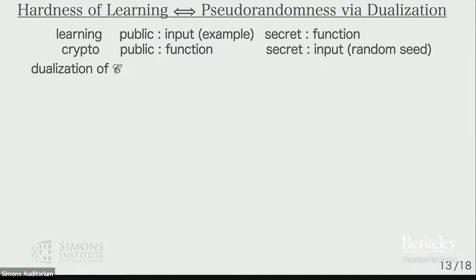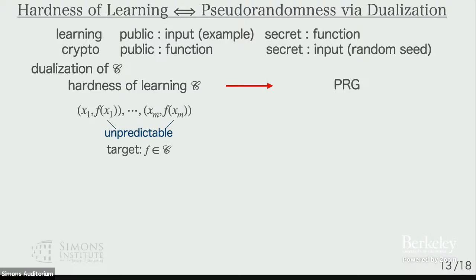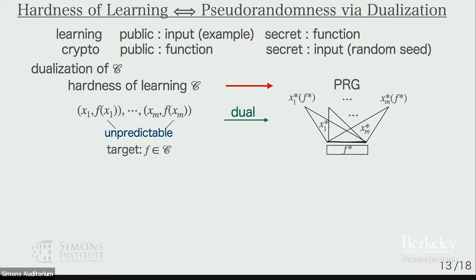First I explain the rough outline, then I explain the details for PPRGs in NC0. Let's consider the direction from hardness of learning C to pseudorandom generators. We can easily sample an unpredictable sample set from this hardness assumption. By taking the dual of this sample set, we obtain a pseudorandom generator-like object, where each input is changed to a function by taking the dual, and the target function f in C is changed to the seed of this generator. Each output bit of the generator corresponds to each label. The pseudorandomness of this generator follows from the equivalence between pseudorandomness and unpredictability. But technically speaking, this is not a pseudorandom generator because the dual of f is not distributed uniformly in general. I will explain later how to change this into a pseudorandom generator.